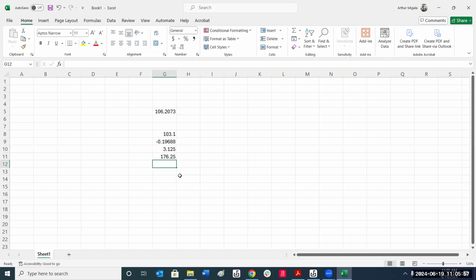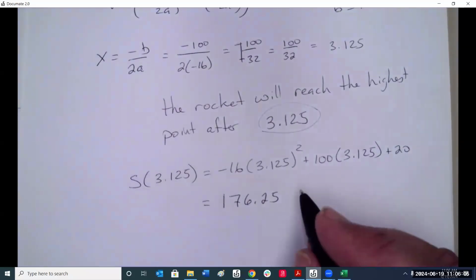It will reach a maximum altitude of 176.25 feet.